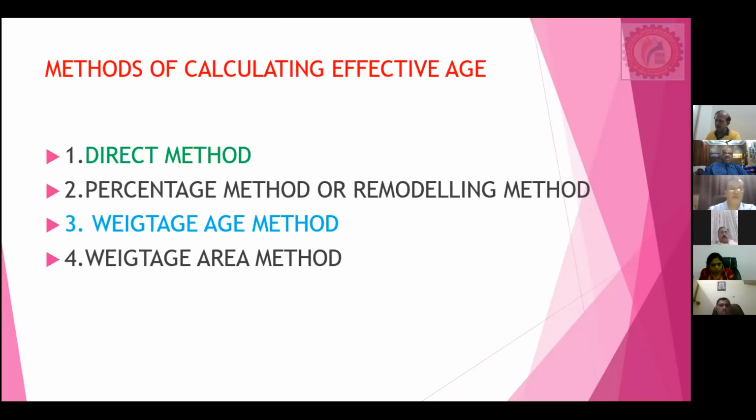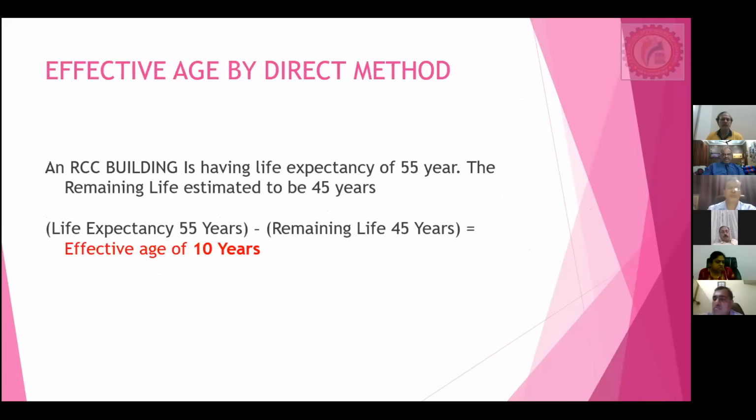So there are 4 methods available for calculating the effective age of the building, or you can adopt this method even for machineries also. Now, the direct method. Here, if you are of the opinion that there is no functional obsolescence, no external obsolescence, there is only physical wear and tear.